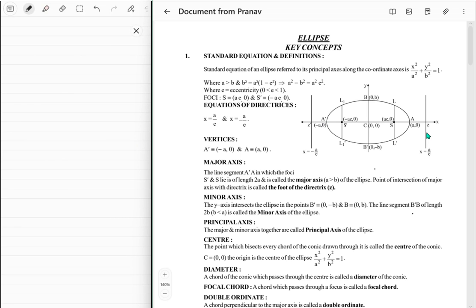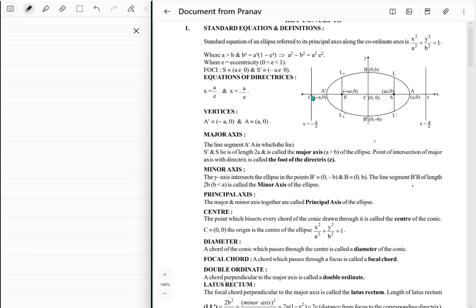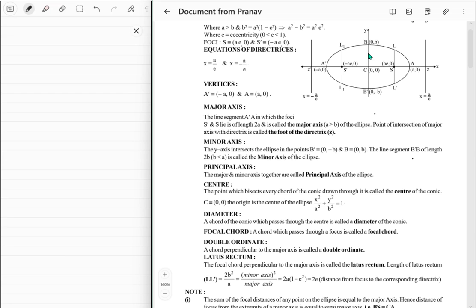Then these are called vertices. I don't know why they call it that. Okay, next, major axis. This thing is the complete thing, so 2a, that value is the major axis. a is the semi-major axis. Minor axis, this thing, right? So this is major, this is minor, because look, this is the greatest distance, this is the shortest distance. Remember that, right? Principal axis: the major and minor axis together are called the principal axis.